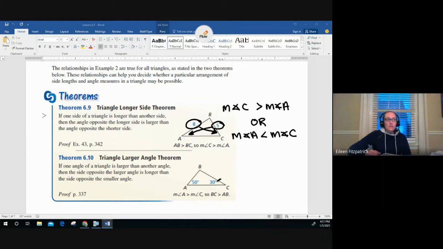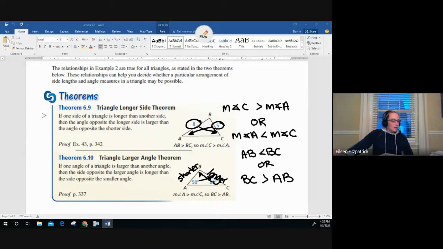All right, if this angle is 30 and this angle is 50, the smaller angle is going to be across from the shorter side. This side is going to be shorter, and 50, this side is going to be longer. So if I wanted to compare the two side lengths, I can say that AB is less than BC. Or again, if you want to flip it around, you could say that BC is going to be greater than AB.